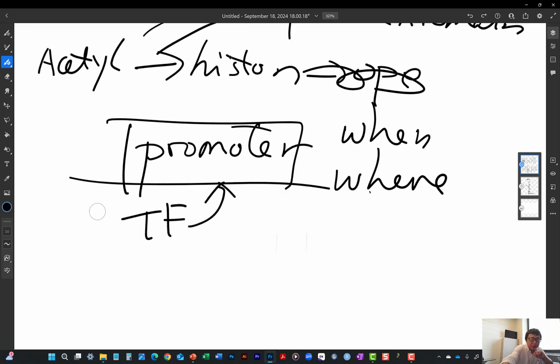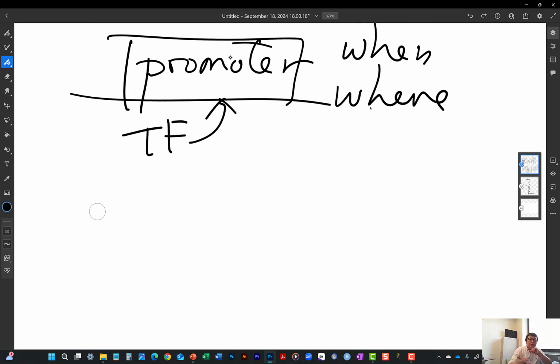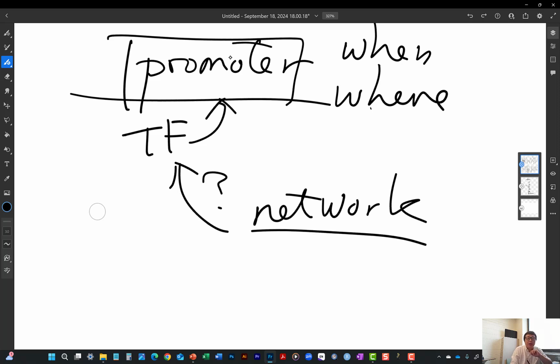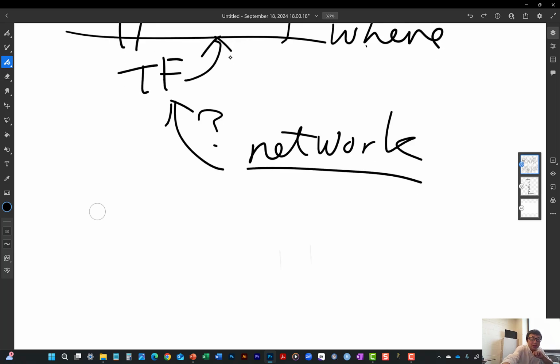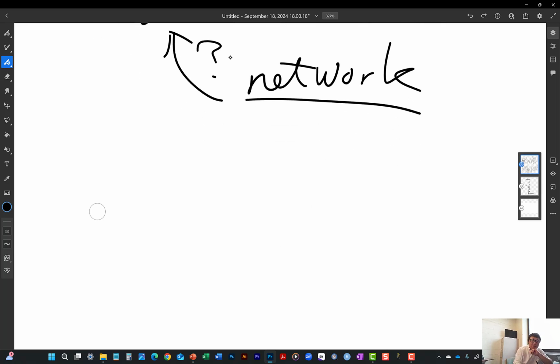And then it's very complicated because a transcription factor is also a protein, also a gene. So what regulates a transcription factor is very complicated. It's a network. We don't have a clear picture yet, but I hope in the near future we can have it. And then sometimes, again, this is a promoter.